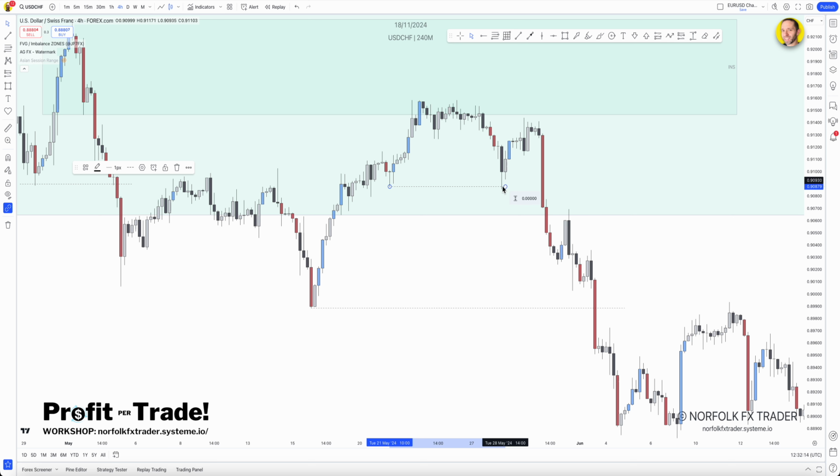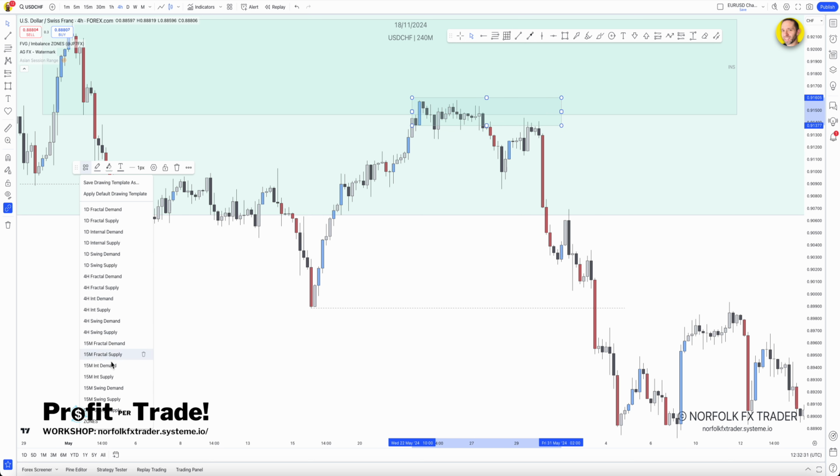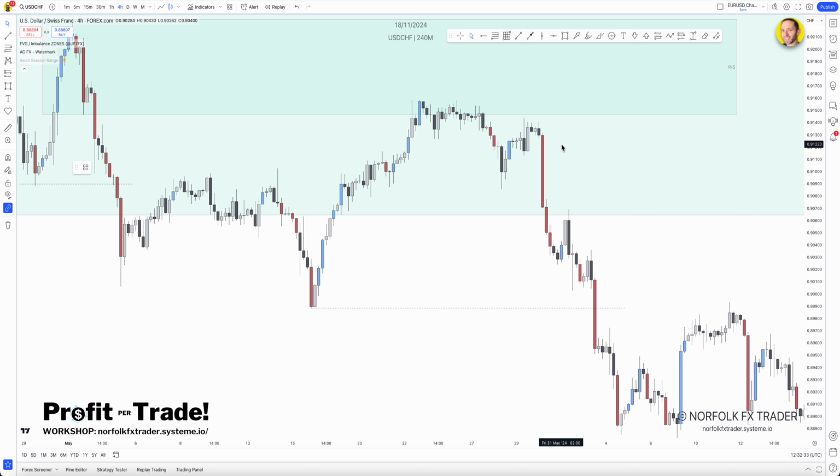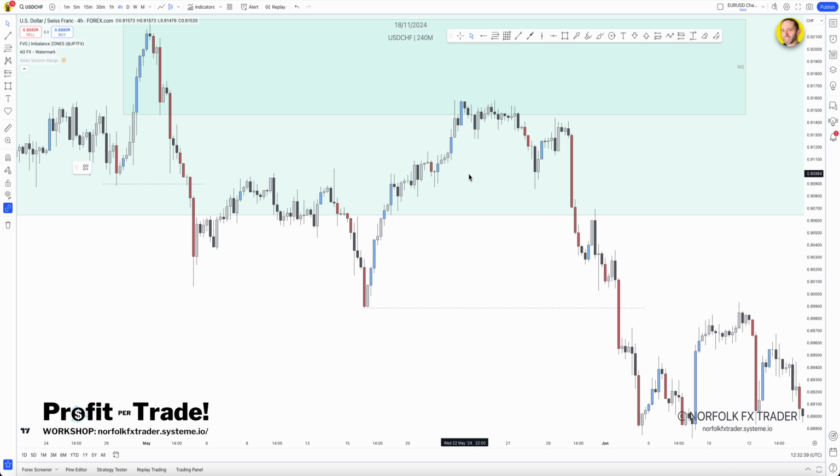We do have a small break here to the downside. So again, we can mark that out as our IBOS. And then we've got this as a potential area, okay, of supply. Now we can mark that out as our internal supply. So we're looking for internal supply, okay? We're looking then for a shift out of the internal supply, which will be a swing supply.